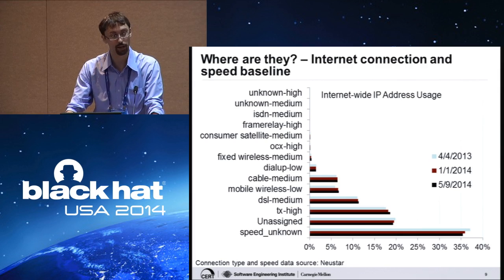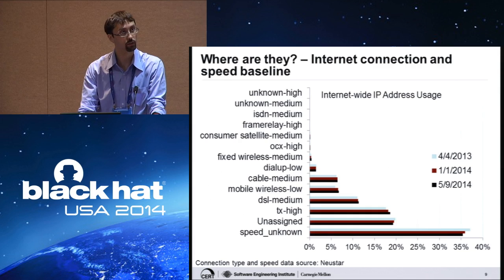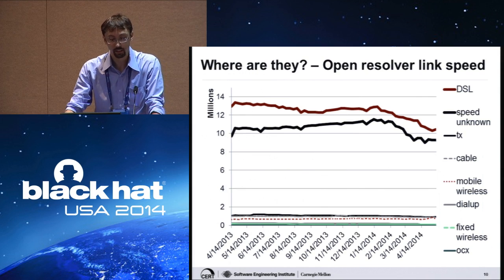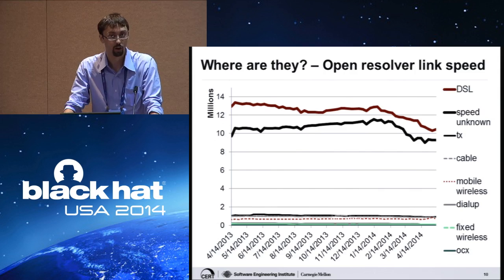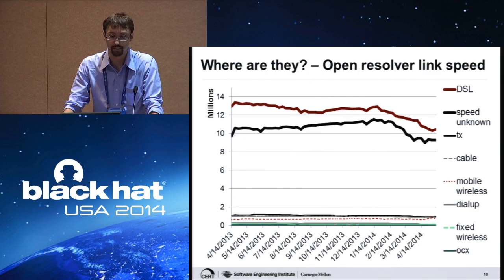How does this then compare? So this is my baseline. This is what you would expect to find if you looked at a random host on the internet, a random IP address. However, if you tag all of those 21 million open resolvers, you get a very different picture. Almost half of them are on DSL, and most of the rest of them are on some unknown speed, which my guess is that actually means that that's a home connection somewhere that Neustar doesn't care to advertise to, but I don't actually know.